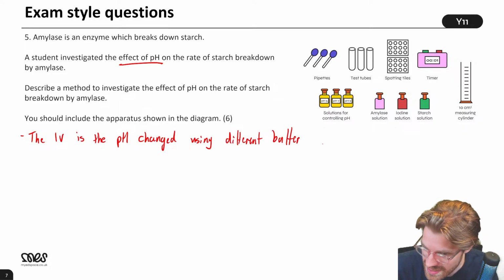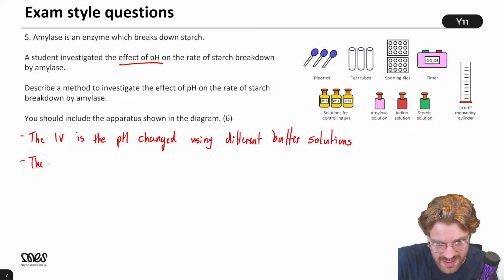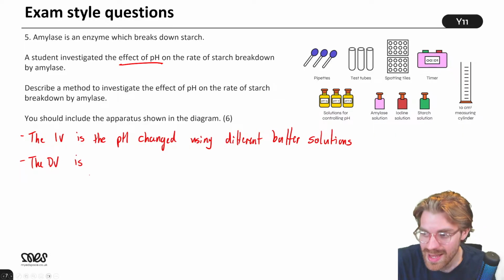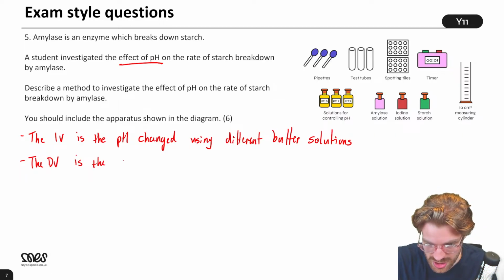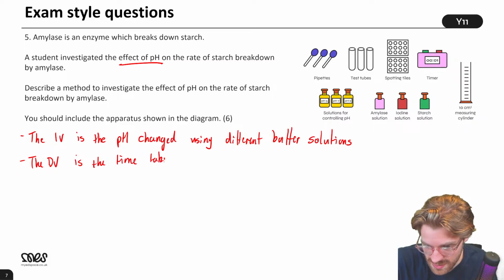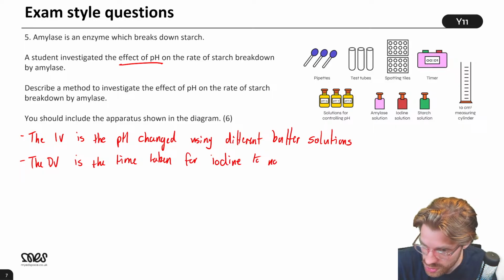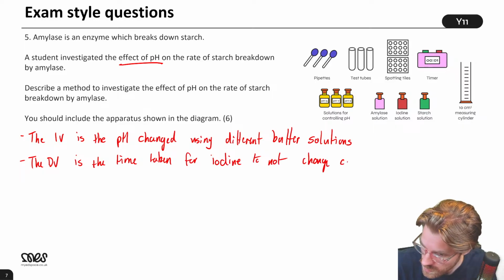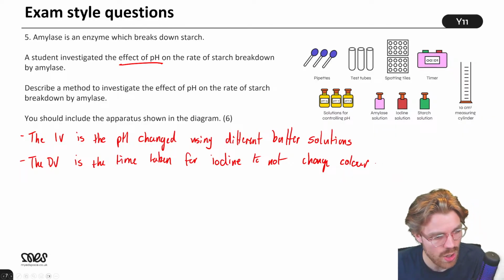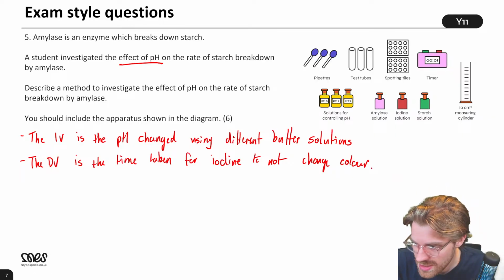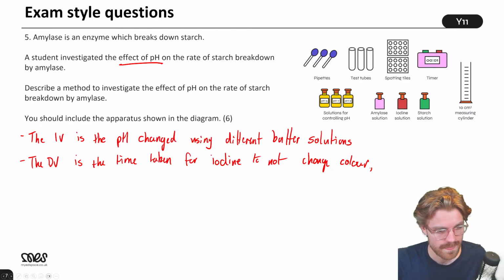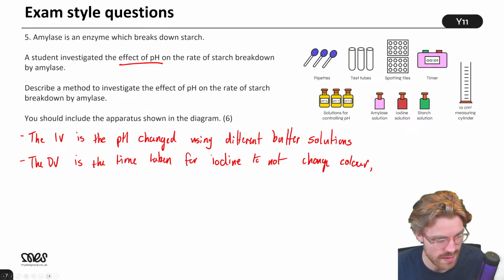After I've talked about my independent variable, I'm now going to talk about my dependent variable. So my next bullet point, I'm going to say the dependent variable is, and in this case, I'm going to say the time taken for the iodine to not change color. Now, how am I going to give a description as to how I'm going to measure this? So the time taken for the iodine to not change color, what do we think there?